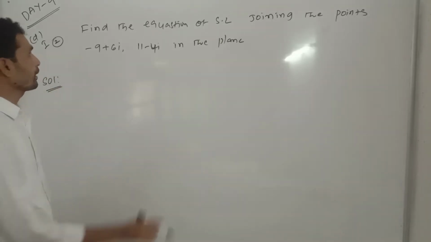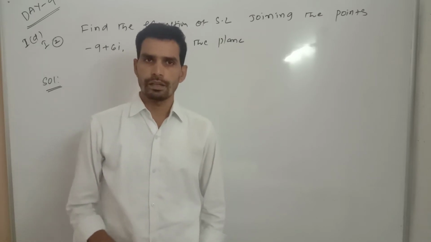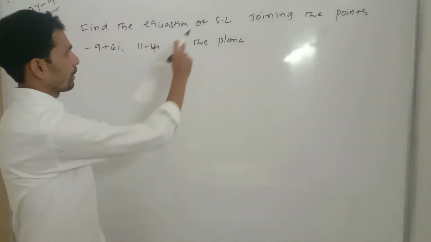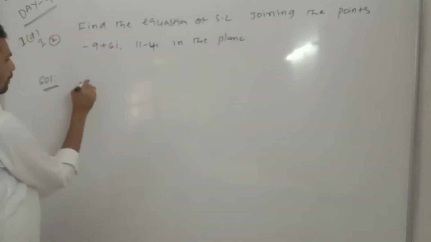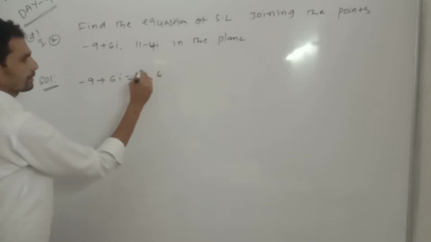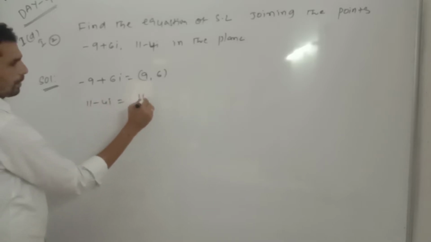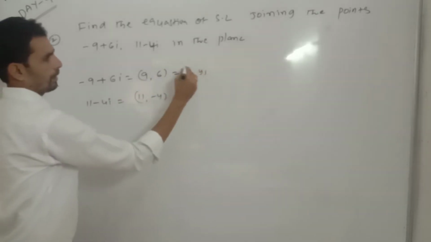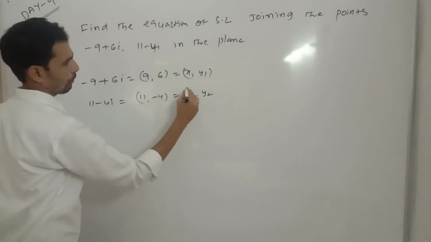Solution, listen carefully. What are you being asked? Find the equation of the straight line joining the two given points. This is a geometrical representation, which means finding the geometrical equation. What is that? Lines. For example, what is the first point? They give minus 9 plus 6i, which is equal to minus 9 comma 6, and the second point is 11 minus 4i, which is equal to 11 comma minus 4. The first one is x1 comma y1, and the second one is x2 comma y2.